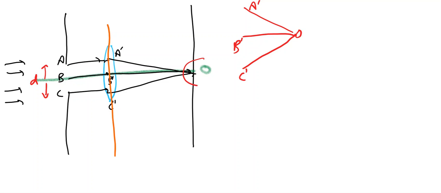So what should be the situation at O? Should it be bright or dark? We know that the condition for a bright fringe is that the path difference should be n lambda. Now here there is a path difference, but how do we know whether it is n lambda or not? Now the first line itself is wrong. There is no path difference. Why is there no path difference? Look at the situation once again.